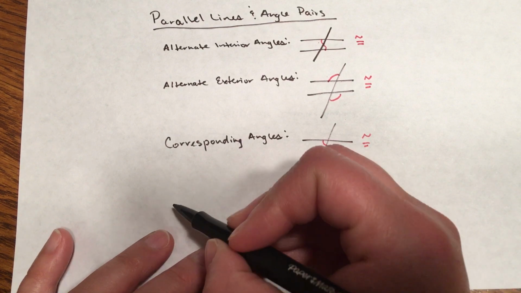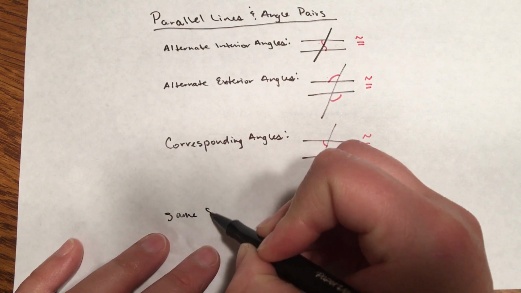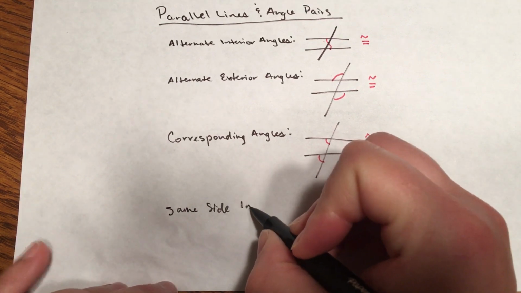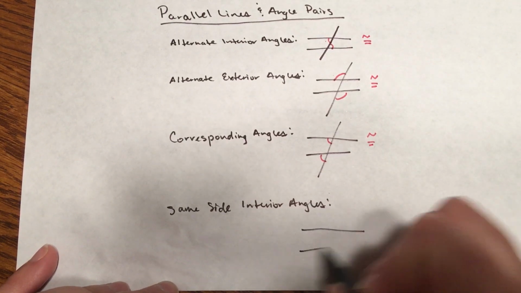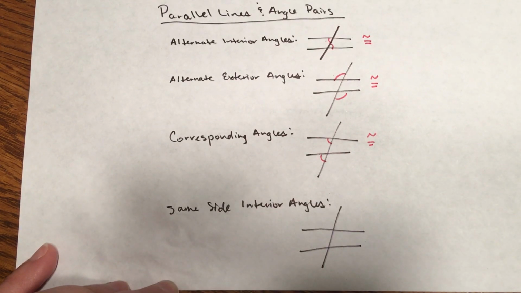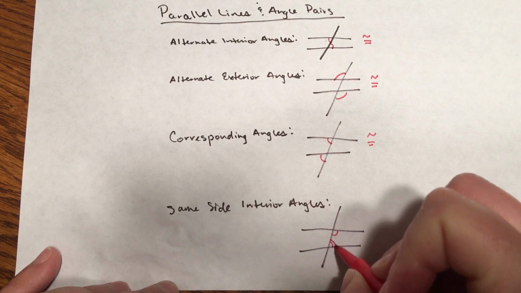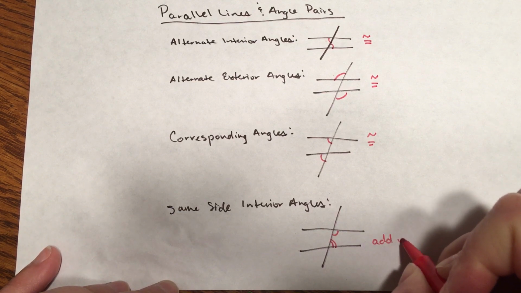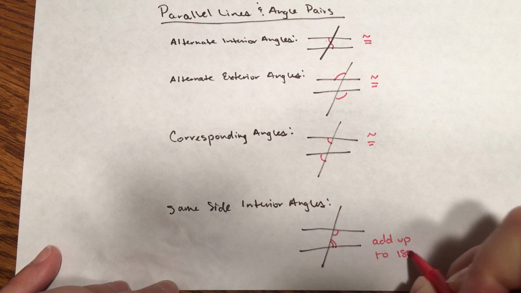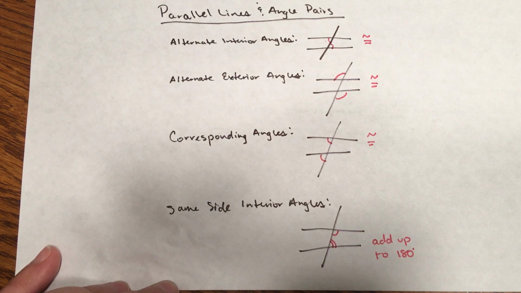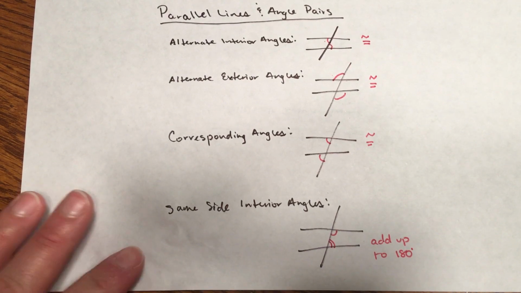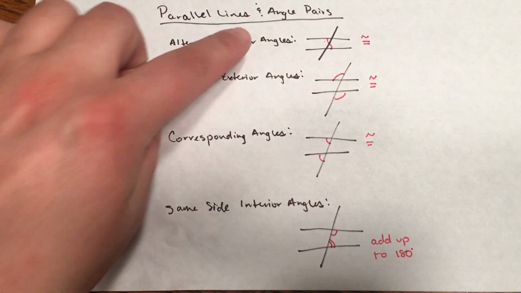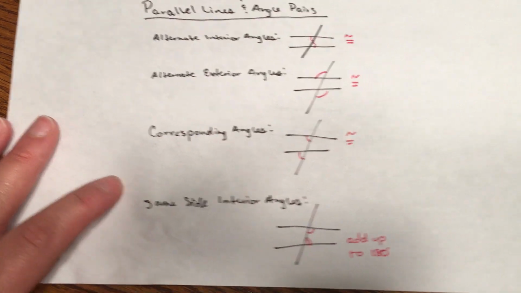Then we have same side interior. Okay. These angles are on the same side of the transversal, but they're both inside. These angles add up to 180 degrees. Okay, so a little bit different. You just need to determine what side of the transversal you're on, and then determine the location based on if they're interior, exterior, that kind of information.